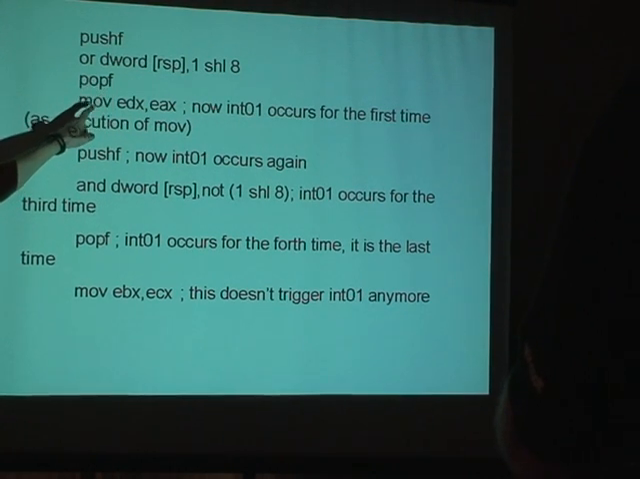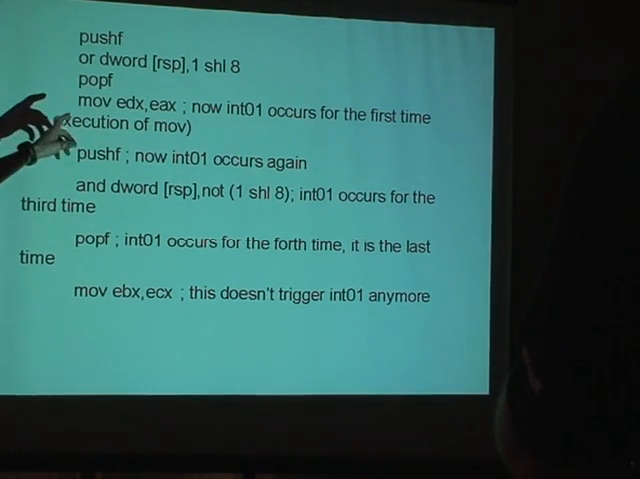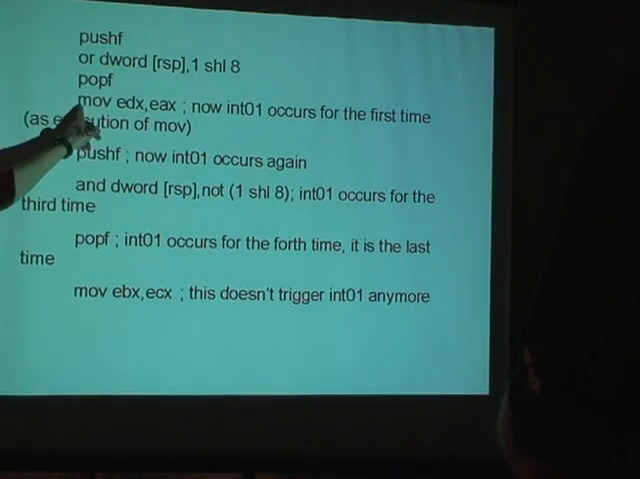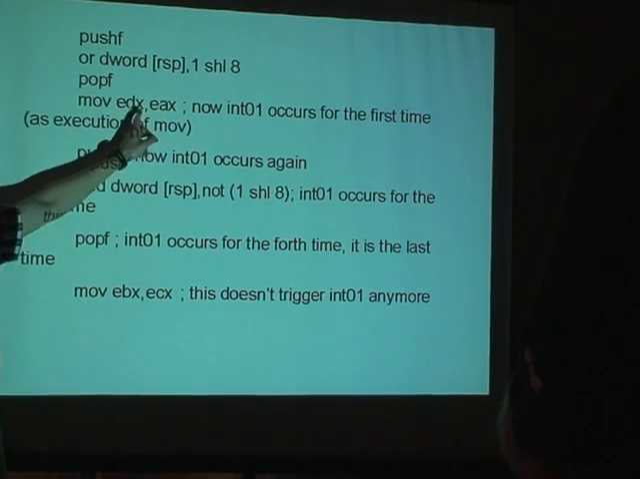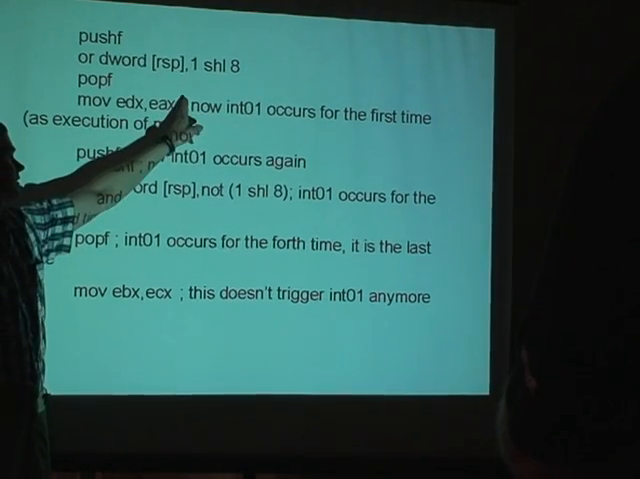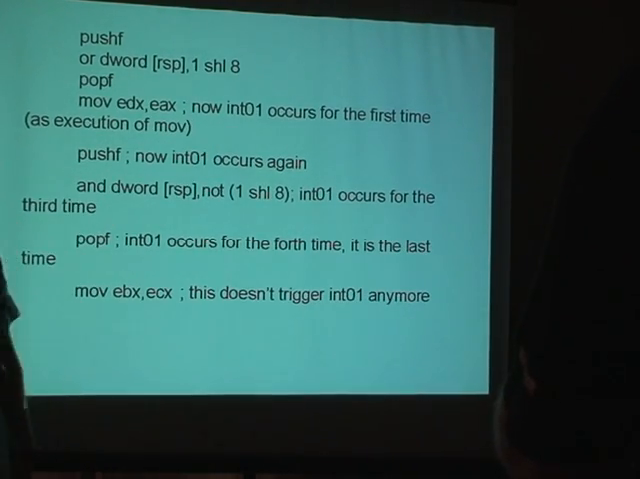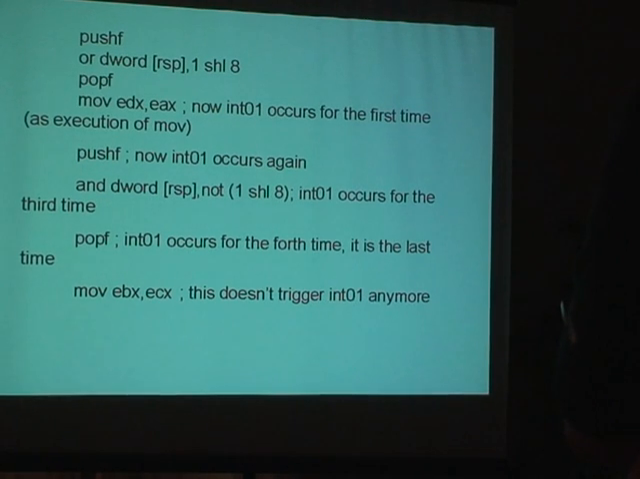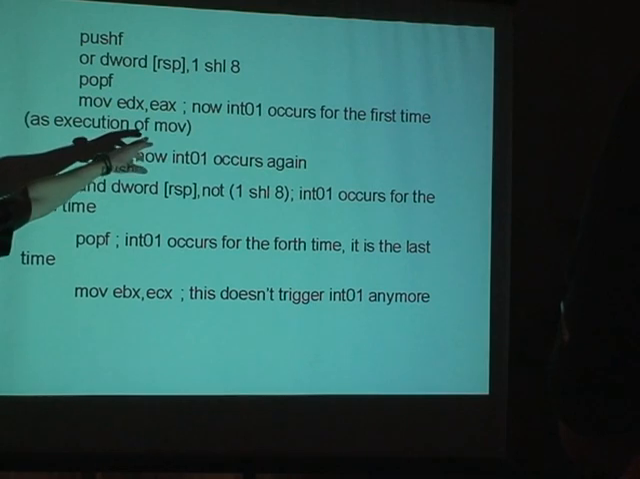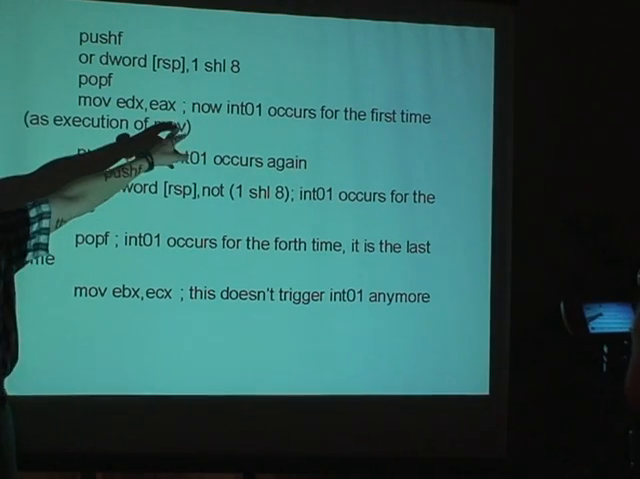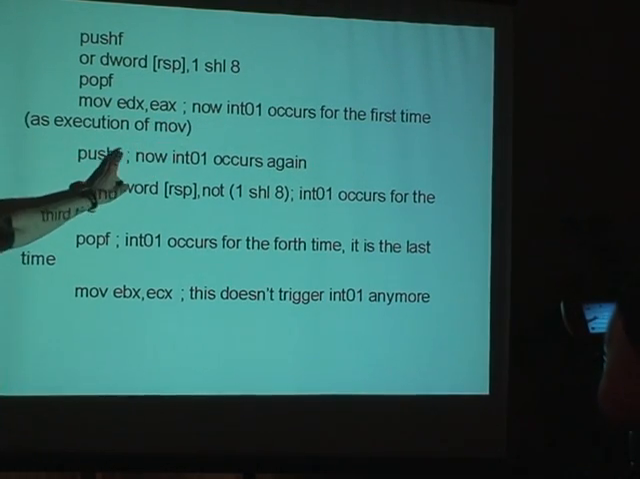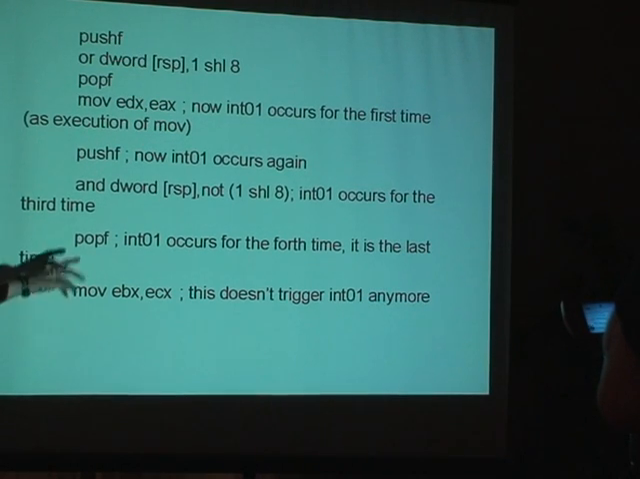But at this point, interrupt 1 doesn't trigger yet. Just after executing the following instruction, at this point, interrupt 1 occurs for the first time. The trap flag is set, and after the return from interrupt, we will return to the second instruction.